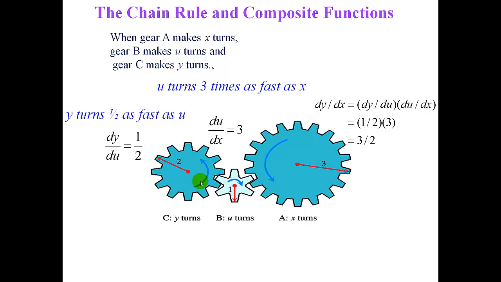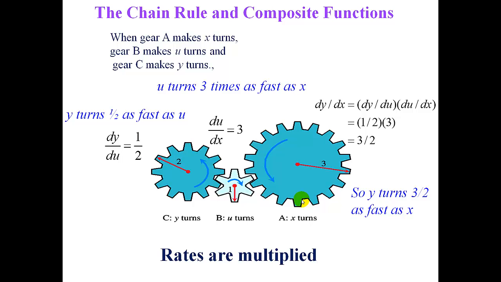So if we wanted to find the relationship between the left-hand gear and the right-hand gear, C and A, we'd try to find dy/dx, the rate of change of Y with respect to X. And it's a function of all 3 of them. So the rate of change of Y with respect to X is equal to dy/du, the first 2 gears, or C and B gears, rate of change, times du/dx, the B and A gears relationship. If we multiply them, we get 1/2 times 3, or 3 over 2. So gear C turns 3 halves, or 1.5 times as fast as gear A. And we did that by multiplying the rates.